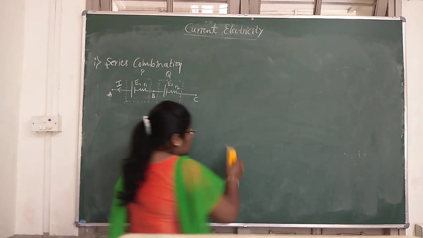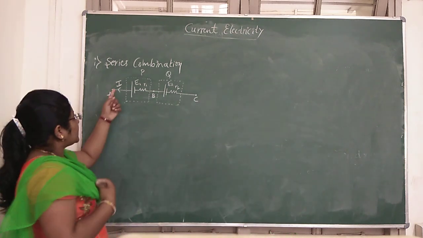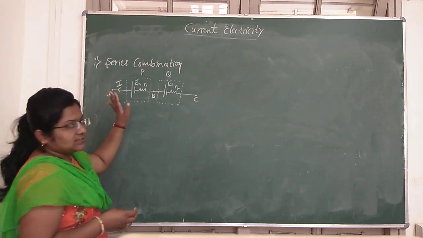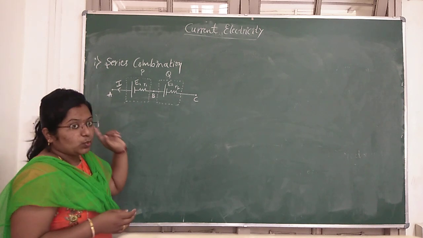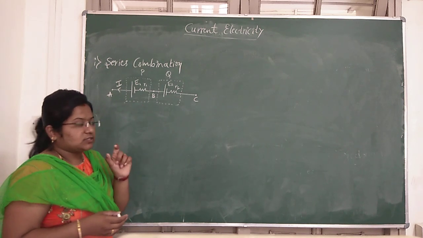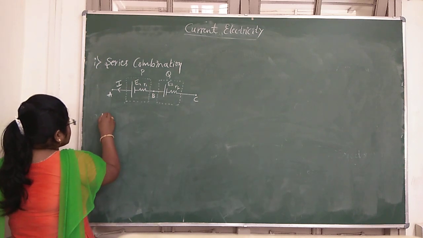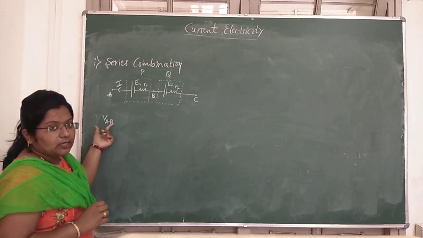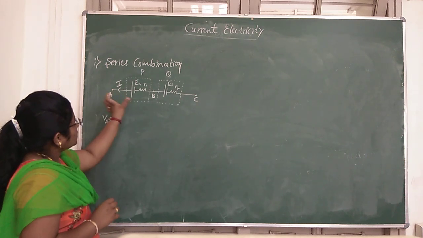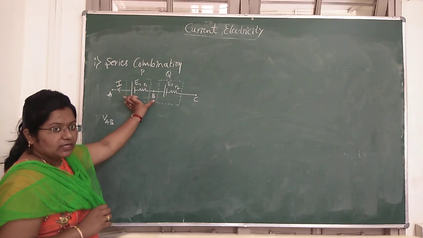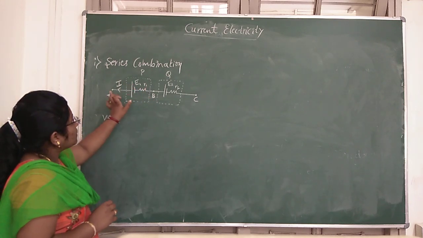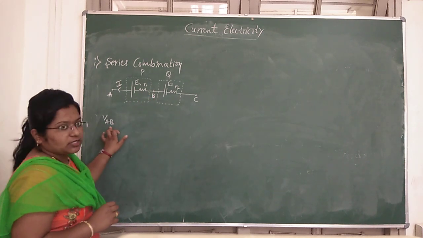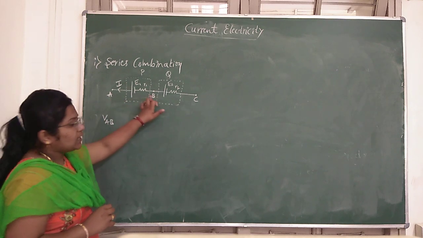So here in our given diagram, I is the current sent by these two cells. So now I is the same, don't worry about that. But what about V? What about potential difference? So here I am considering VAB. VAB is the potential difference of this cell between the points A and B.